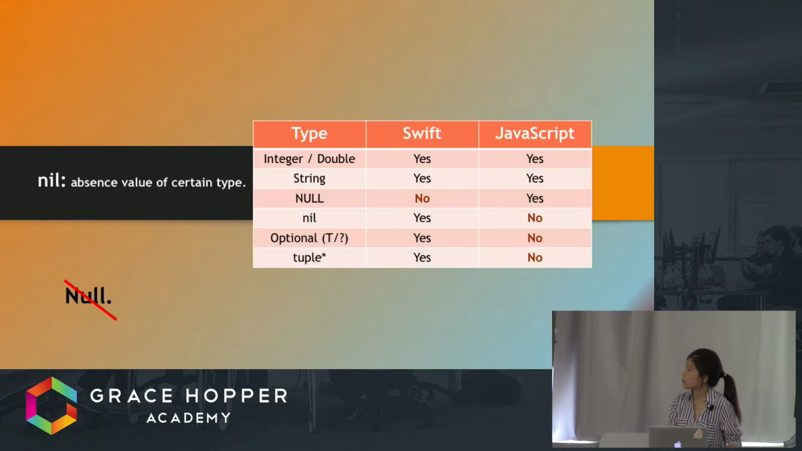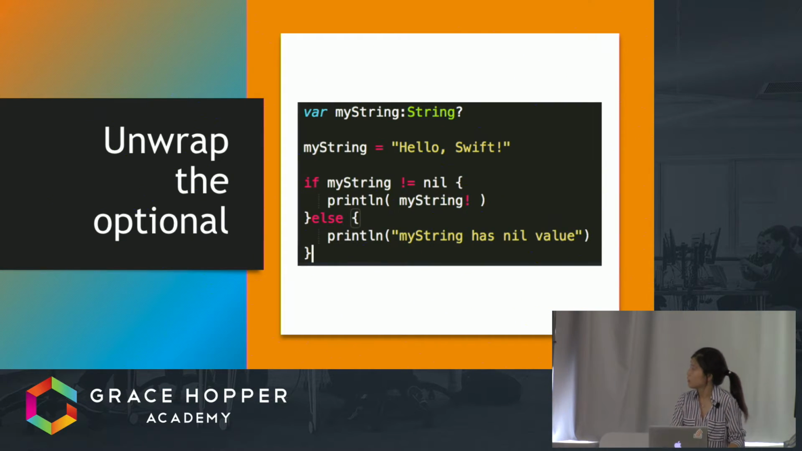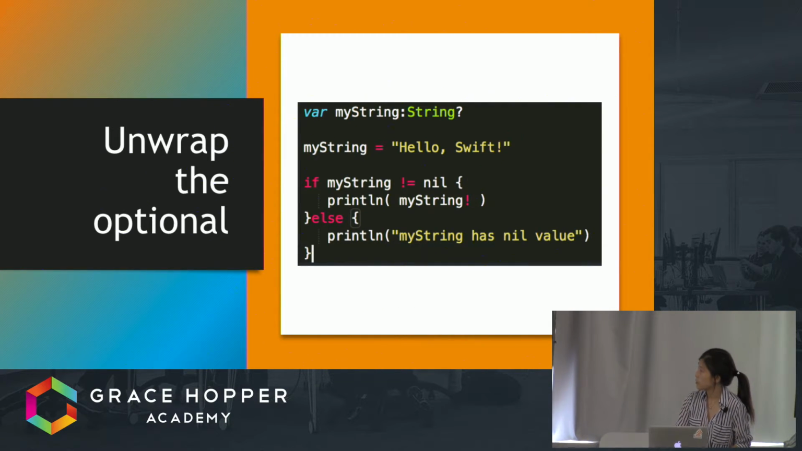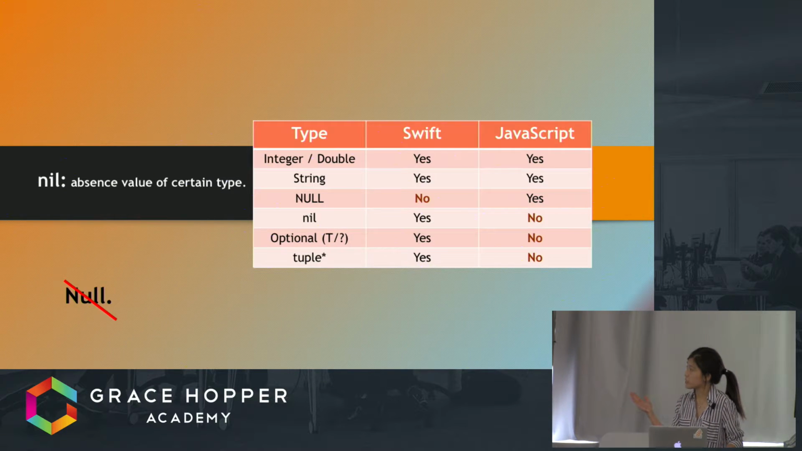And when we want to de-initialize, when we want to get the string, we use an exclamation mark to get the output string out of the optional. That will prevent the string from having a different value. When we have no value associated with the string, we will use nil in this case. Nil is an equivalent of null in JavaScript, but Swift does not have null. It has nil, which is the absence of a certain value.